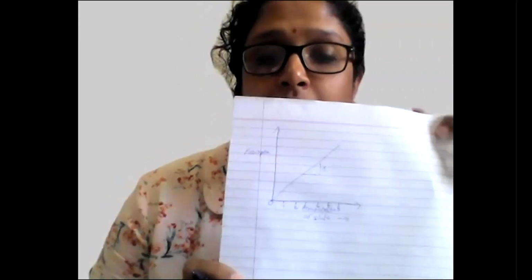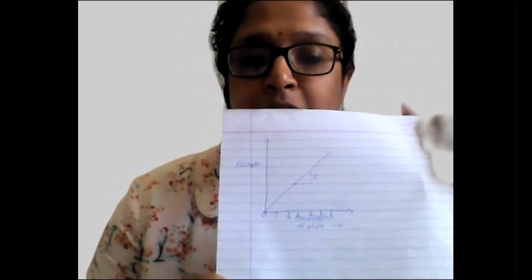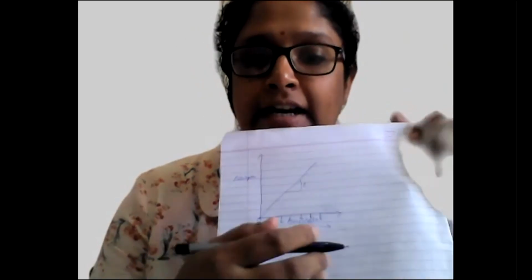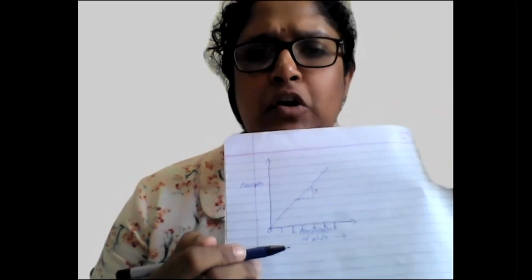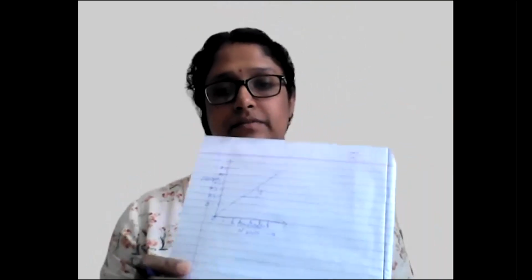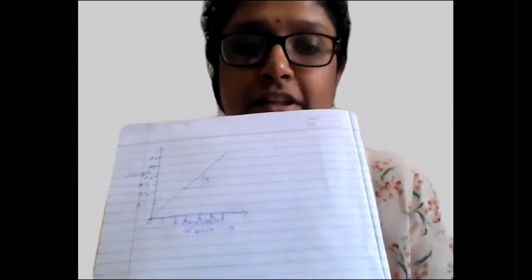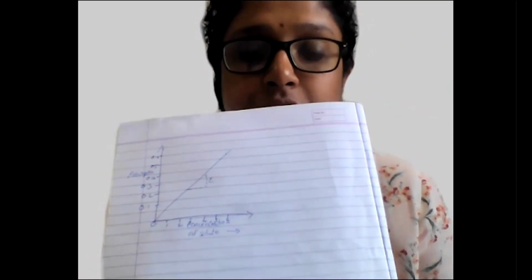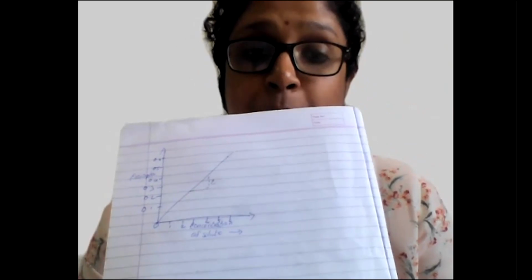So you have plotted, you have taken your solute at different concentrations. Then you will be getting the absorption, say 0.1, 0.2, 0.3, 0.4, 0.5, and 0.6 for your solutes. Then what will happen? You have to get the slope of this line.